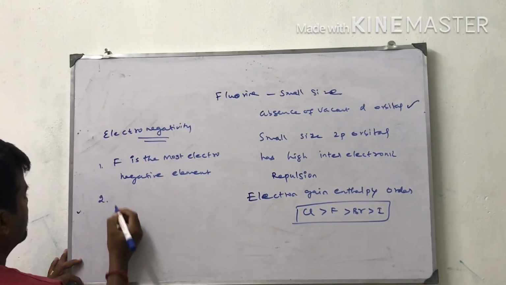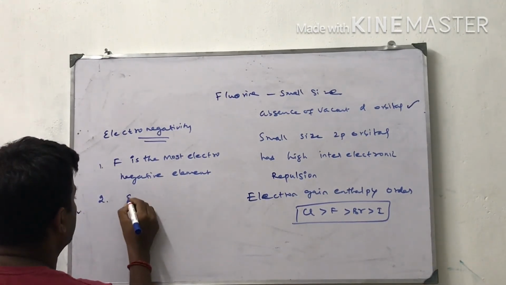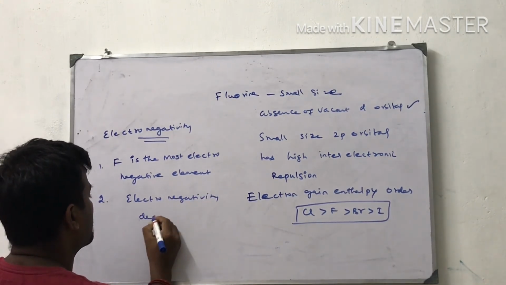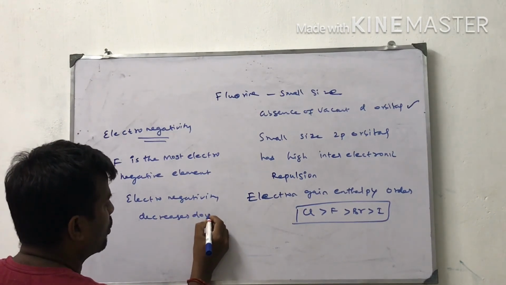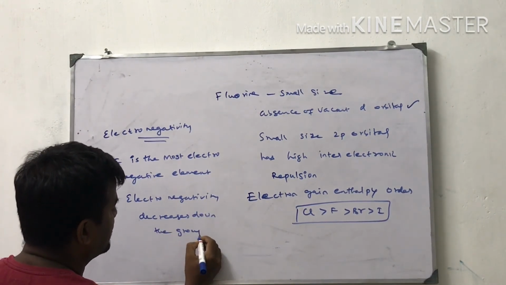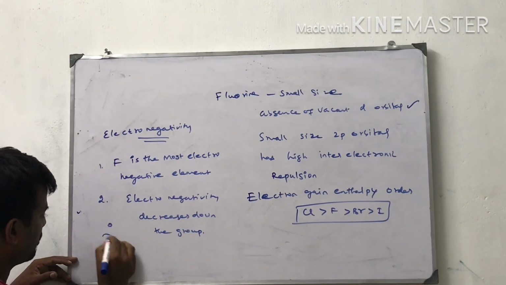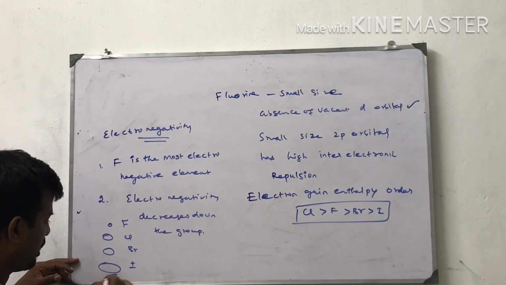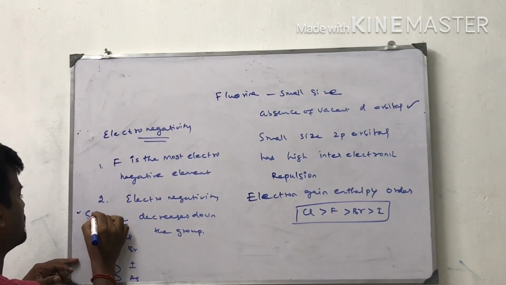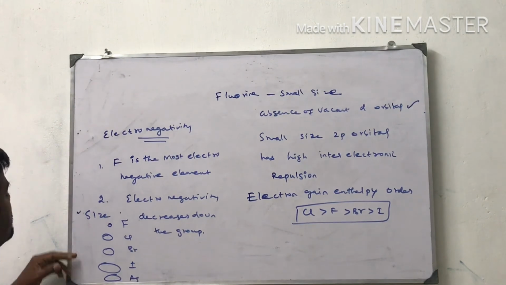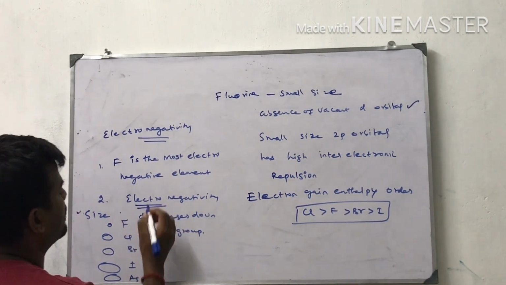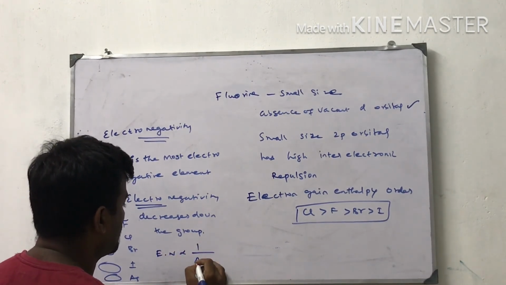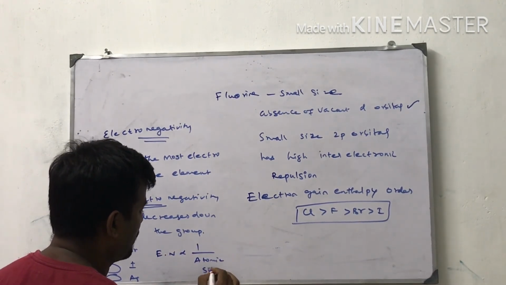So that is the first point. Second point, electronegativity decreases down the group, because the size of the atom increases. Fluorine, chlorine, bromine, iodine, astatine: atomic size increases. As the size of the atom increases, electronegativity decreases. Electronegativity is inversely proportional to atomic size. We learned this in 11th standard.